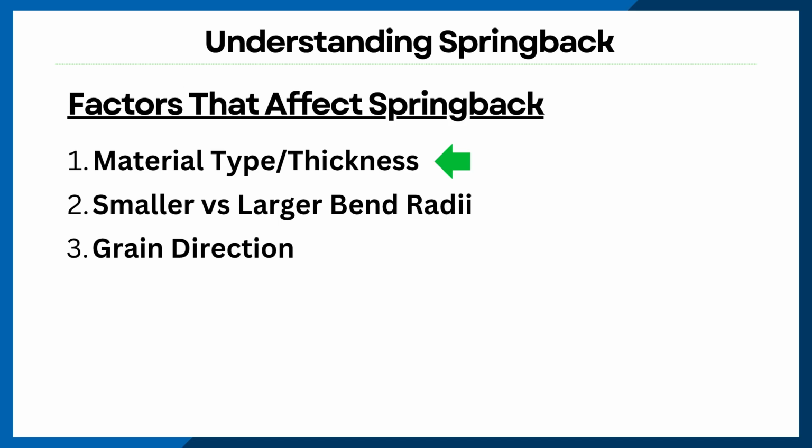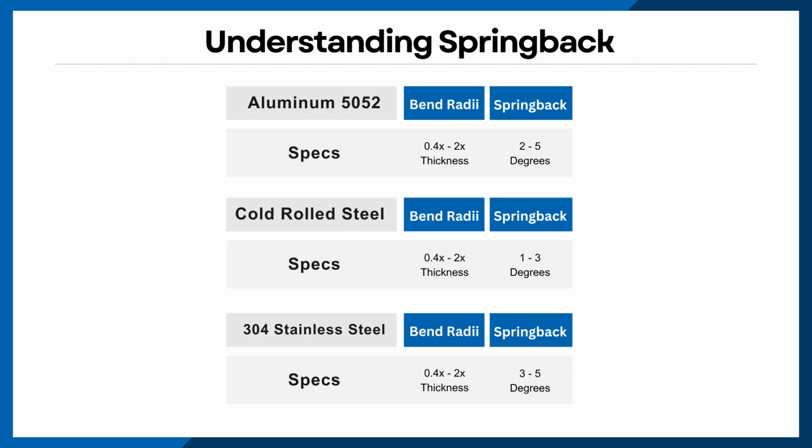So let's go through some of the main factors that can affect springback. First off, as you probably know, different materials react differently under stress. In general, stronger materials tend to have more springback, so it's something to watch out for when working with them. Things like material type, the alloy, and the temper all will play a role here too. So let's go through some examples. For a bend radius from 0.4 to 2 times the thickness of the material, you'll want to account for about 2 to 5 degrees of springback for 5052 aluminum. For cold rolled steel, it's a bit less, around 1 to 3 degrees, and for 304 stainless steel, plan for 3 to 5 degrees of springback.